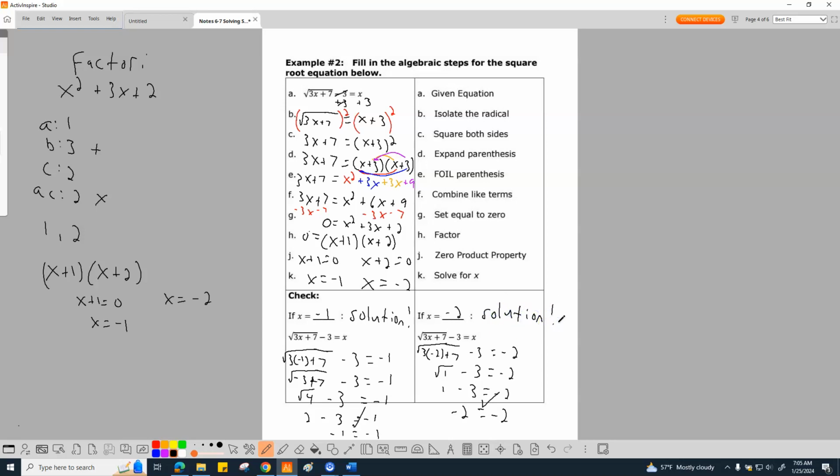Ta-da! I know that looks like chicken scratch, but if you have any issues with it, replay it and try your best.